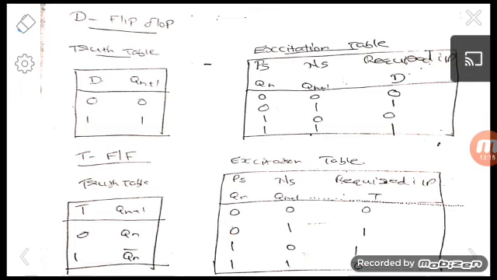So we have to learn the excitation tables of the 4 flip flops very well, that is, it is required to design our sequential circuits and counters.